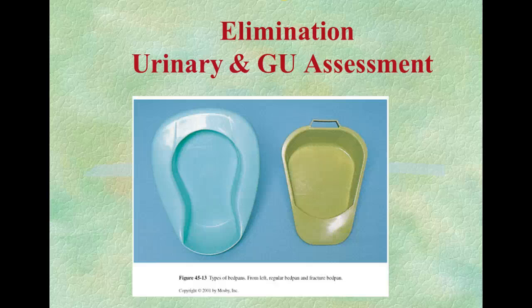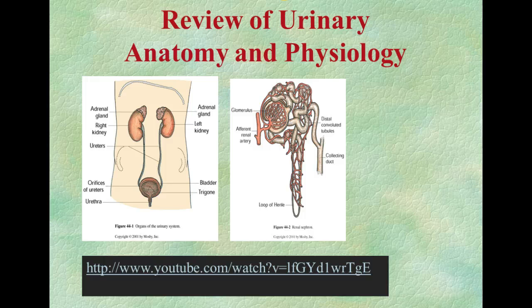Alright, so today we will be discussing the Elimination, Urinary, and GU assessment for Skills Lab Nursing 100. This slide reviews the anatomy and physiology of the GU system. You can see that the kidneys are clearly there with the adrenal gland present, ureters, bladder, urethra, and the nephrons.